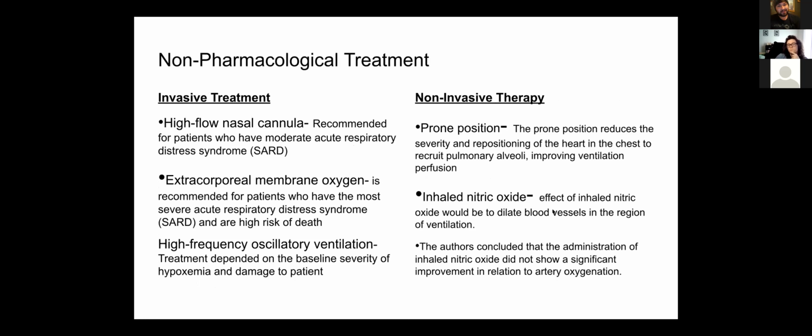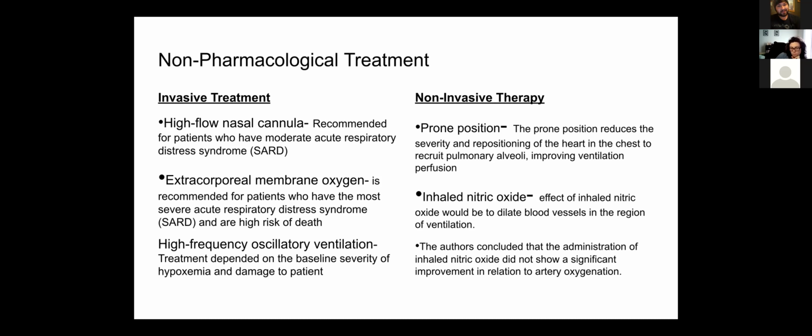So there's also non-pharmacological treatments, and I separated them into invasive and non-invasive treatment. There are three that were mentioned in a paper. It was basically a review of what was out there that was non-drug. And these are the ones they listed: the high flow nasal cannula.